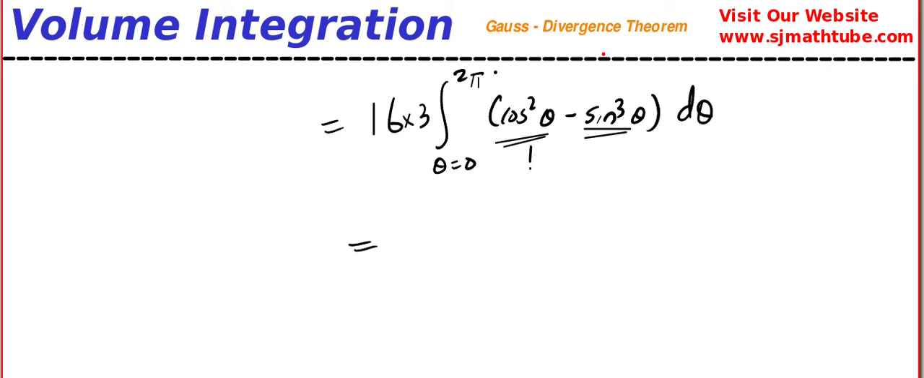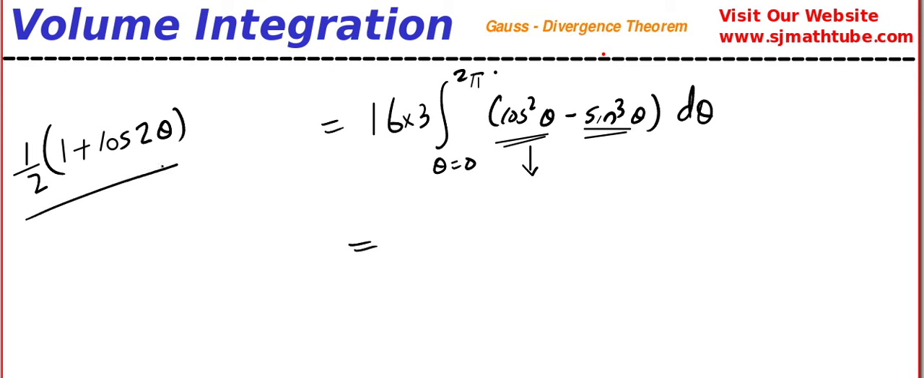For cos square theta you can convert it into half into 1 plus cos 2 theta. The video is already long, that's why I'm going to stop it right now. So you'll end up with 48 pi.